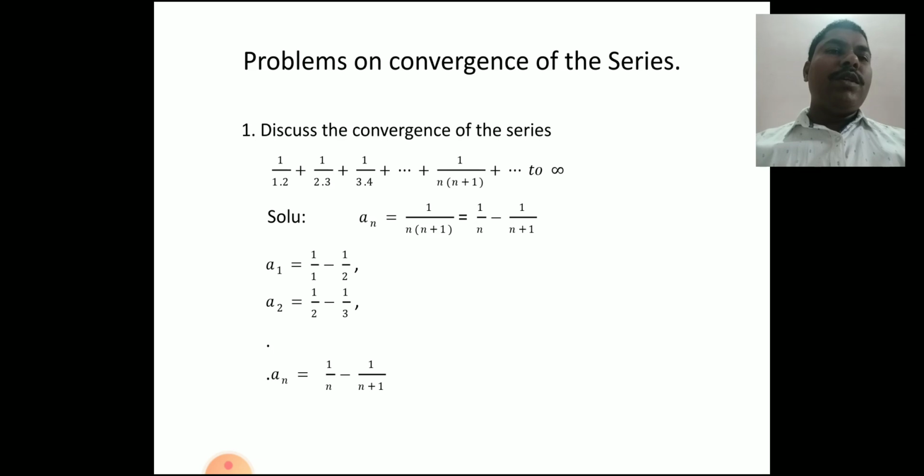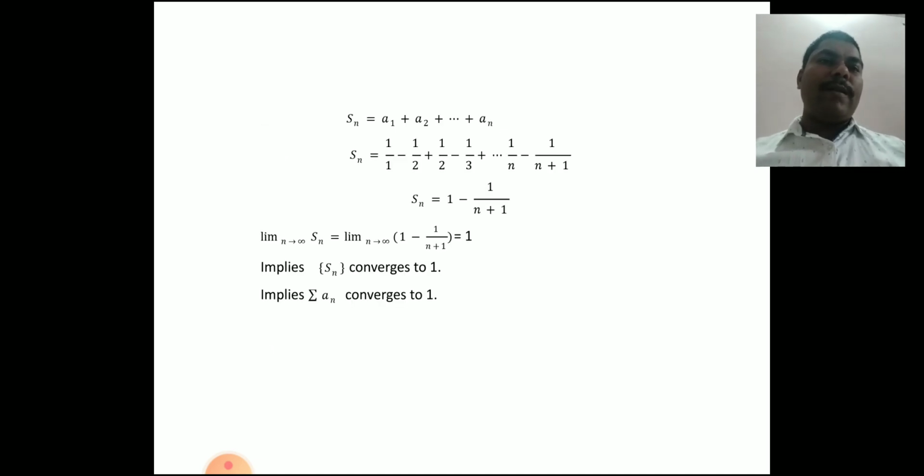This nth term can be written as 1 by n minus 1 by n plus 1. So first we have to put n is equal to 1, 2, 3. Put n is equal to 1, we get a1 is equal to 1 by 1 minus 1 by 1 plus 1, that is 2. Similarly, put n is equal to 2, so we get 1 by 2 minus 1 by 3. Finally put n is equal to n, so we get an is equal to 1 by n minus 1 by n plus 1.